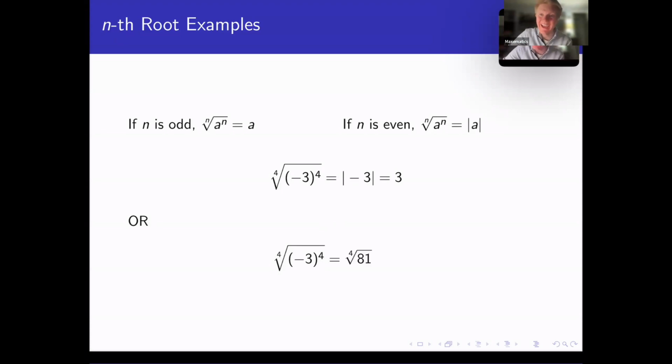And now you see how we have to get a positive number when it comes to even roots. So what number multiplied by itself 3 times, total of 4 times, is 81? 3. So 2 ways you can do it. Even roots, you need to be careful. Odd roots, you don't need to be as careful because we are allowed to have negatives inside an odd root.